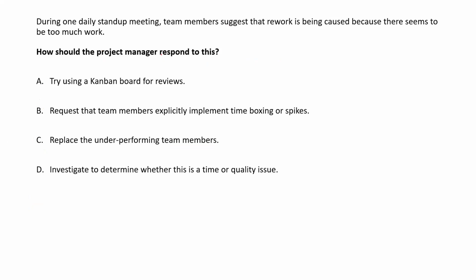Okay. During one daily stand-up meeting, the team members suggest that rework is being caused because there seems to be too much work. When I read that line, I already have a pop-up in my brain about what it could be. I hope you guys also have the pop-up. This line itself is saying something.